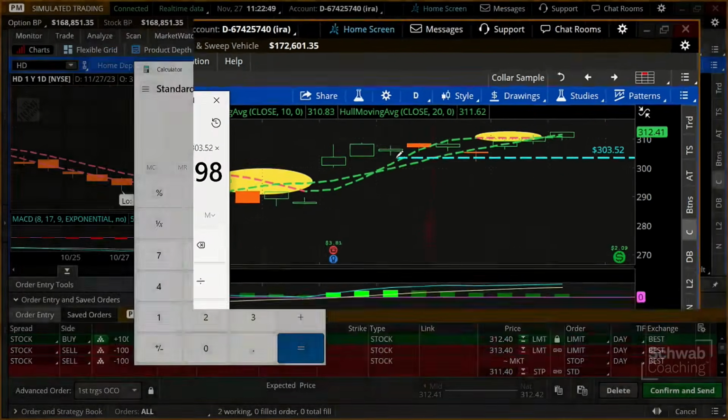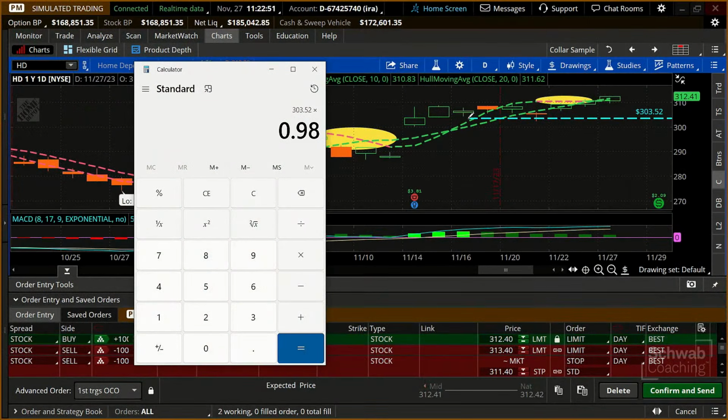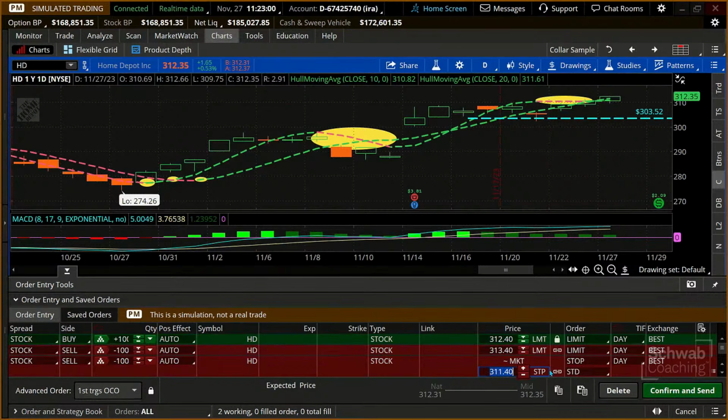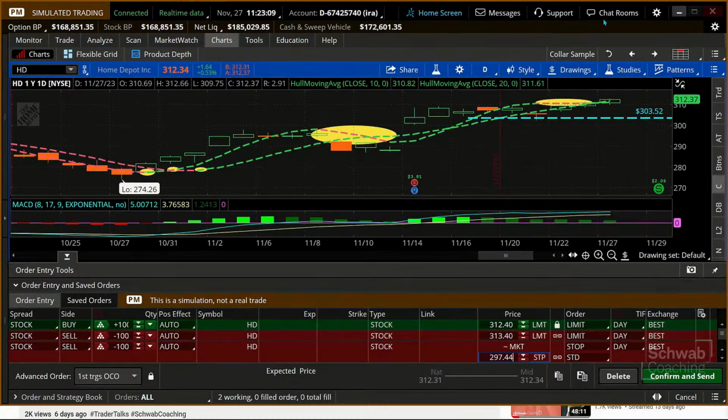If I did 2%, it's 0.98, which is 2% less than 303.52. If I said, okay, give me, what's that number? 297.44. Okay? Now, what we're going to also do with this is we talked about capital size. We're going to do this in the IRA. When we look at the IRA again for just a second, I know that, let's move that off. So when we look at the IRA, the capital that we have is $185,000.